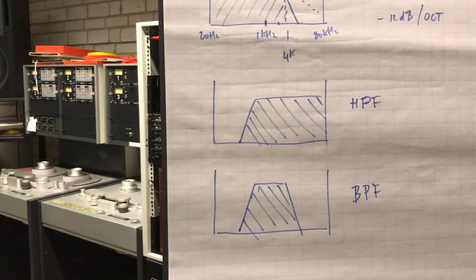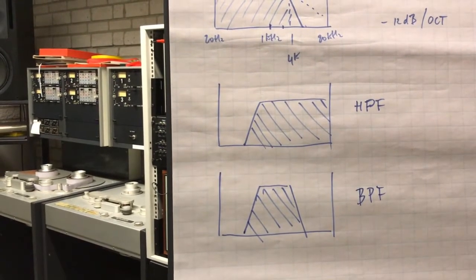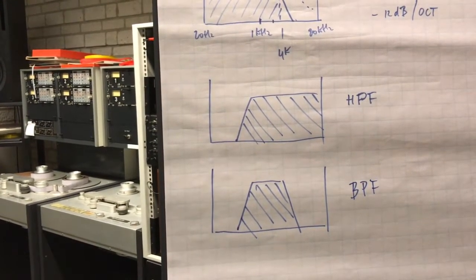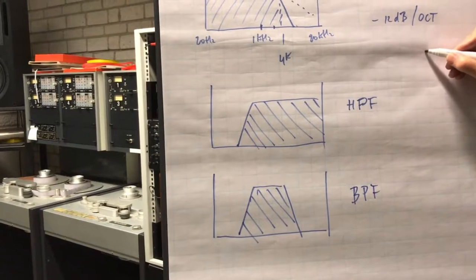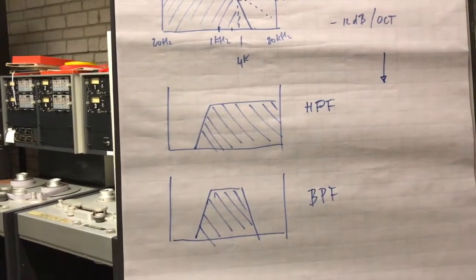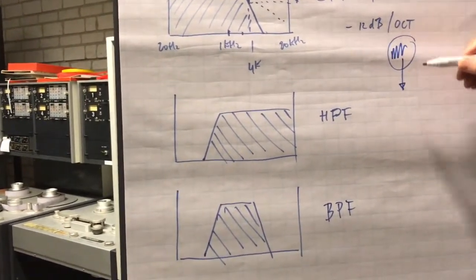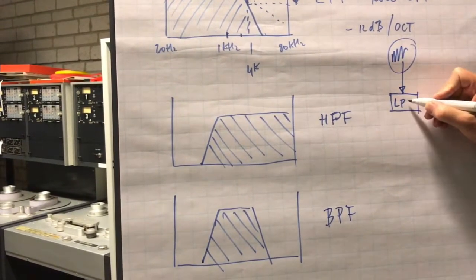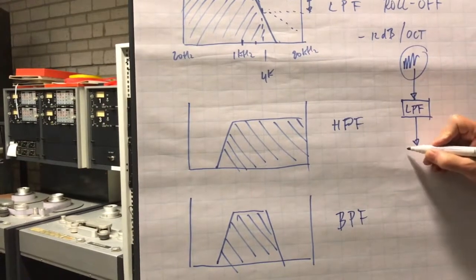Now, I have band pass filters in the studio, but first I'm going to make one by combining a low pass filter and a high pass filter. So it's very easy. I can take the noise, send it to one filter first. Doesn't matter in which order.